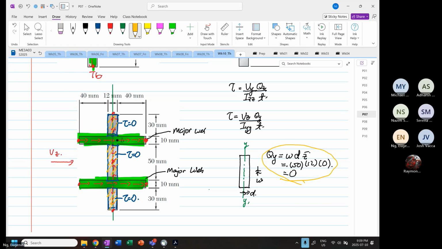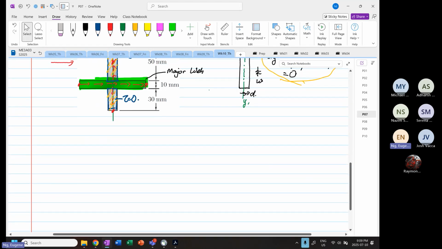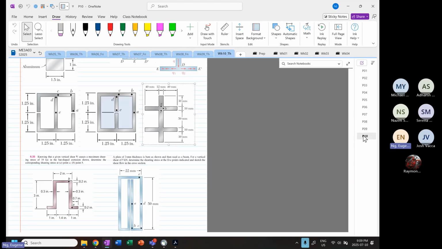Now the next thing I want to show. Any questions so far? I think this is the fun part of this thin wall analysis. You just need to apply all the rules that I've taught you. It's not that difficult at all. Okay, let's do another one.